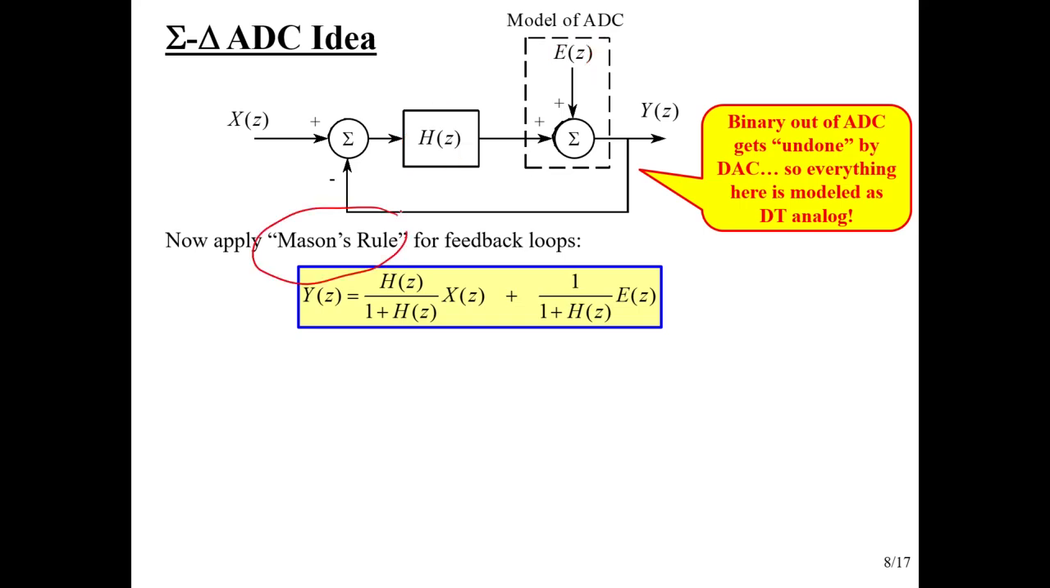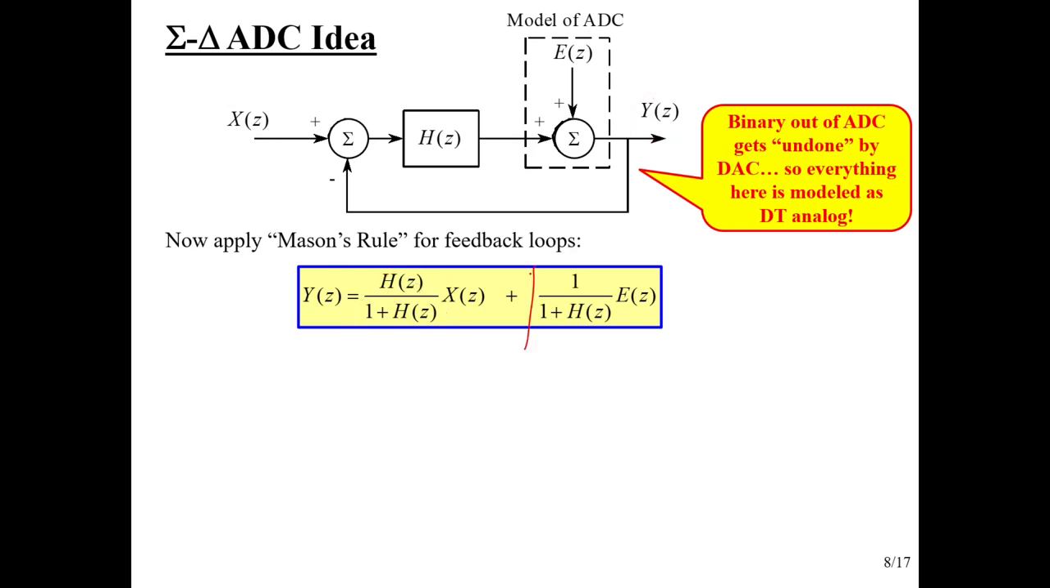There's something called Mason's rule. You may have learned that if you studied feedback systems. You could also just work this out with some algebra and so forth that we've done in the earlier part of the course to find transfer functions. But Mason's rule is the easiest one. I'm not going to go into the details of that, but if you do it, you'll find out that the transfer function from x to y is H of z over 1 plus H of z. There's that classic structure that comes from a feedback loop and comes from Mason's rule applied to that.